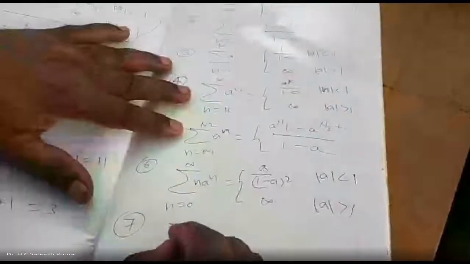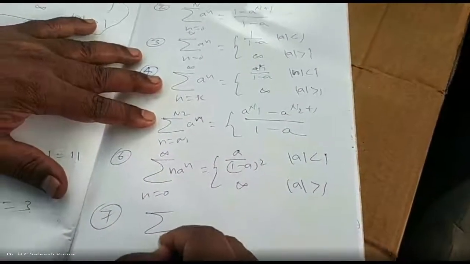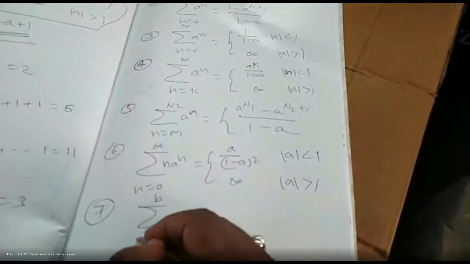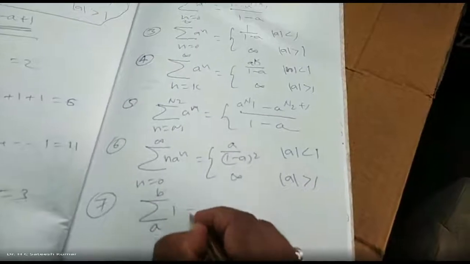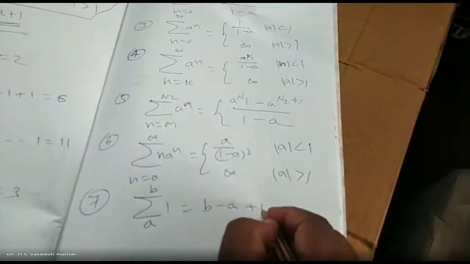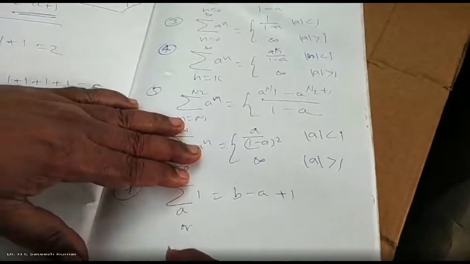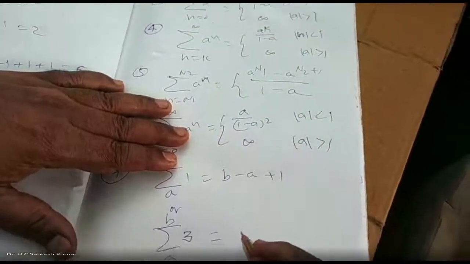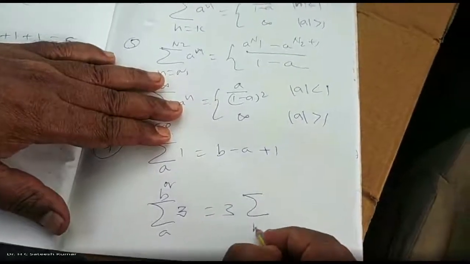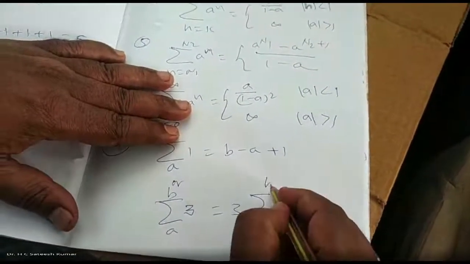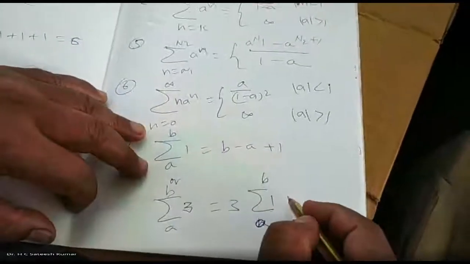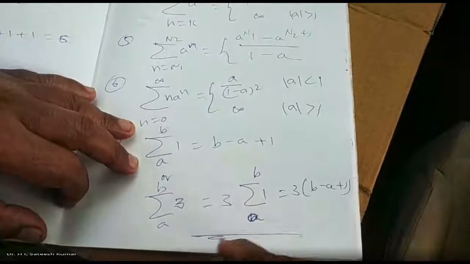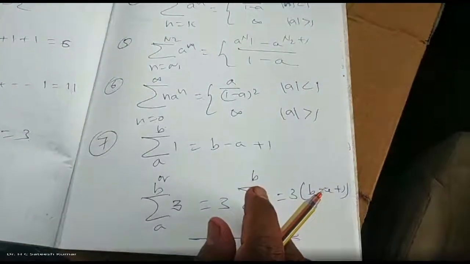The last one is summation n varies from a to b of 1. Not necessarily n, it can be any parameter varying from a to b. Sum of 1 is equal to b minus a plus 1. Let us say summation a to b of 3. What you should do? Take 3 outside. Summation n varies from a to b of 1 you will get, and 3 you take outside, which is nothing but equal to 3 into b minus a plus 1. So this kind of formula we are going to use while doing the summation problem.